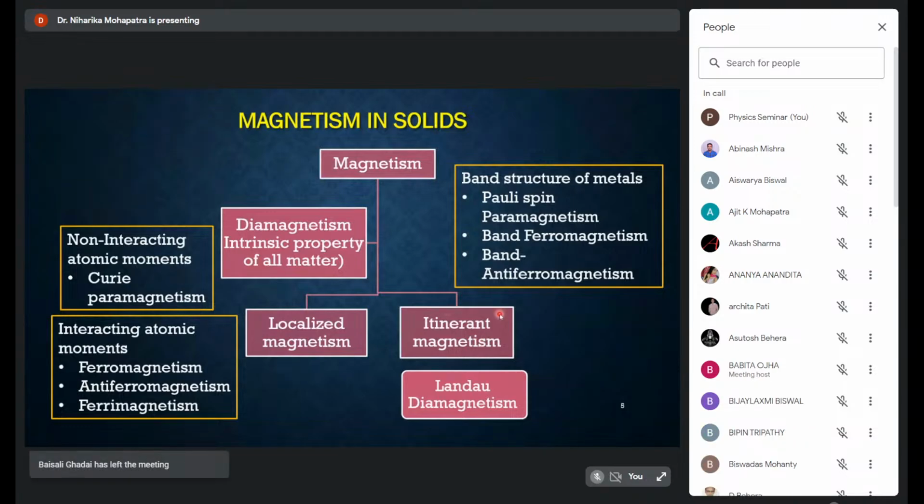Whereas in case of itinerant magnetism, since they are free or mobile, they are not localized at one place. Due to hybridization and all, they can share their orbitals or move to another orbital. So basically, we study that in terms of band. By looking at the band structure of the metal, we have to decide on the magnetism. And there is also another kind of diamagnetism, that is Landau diamagnetism. This has been discussed mostly in case of 2D electron gas. So there also we talk about free electrons, so that is also a kind of itinerant magnetism.